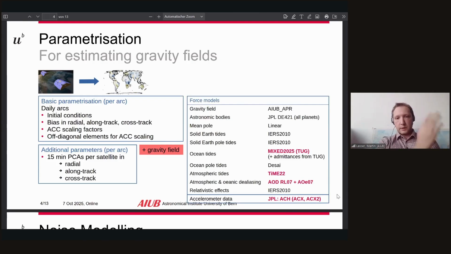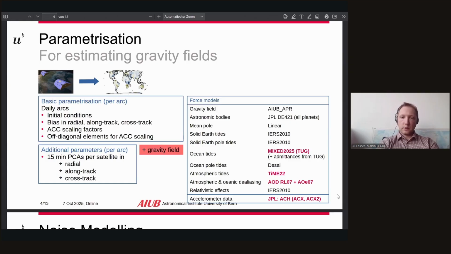Now, as for everybody, there is a ton of force models to be subtracted. In our case, we have now updated the ones in red, which is the ocean tides. We tested a few of the new ocean tide models and came to the conclusion that the mixed ocean tide model, a mixture of the GOT model, which is great, the FES22 model, and the time model for certain tides, works best. That is quite a good model, slightly better than the GOT only.